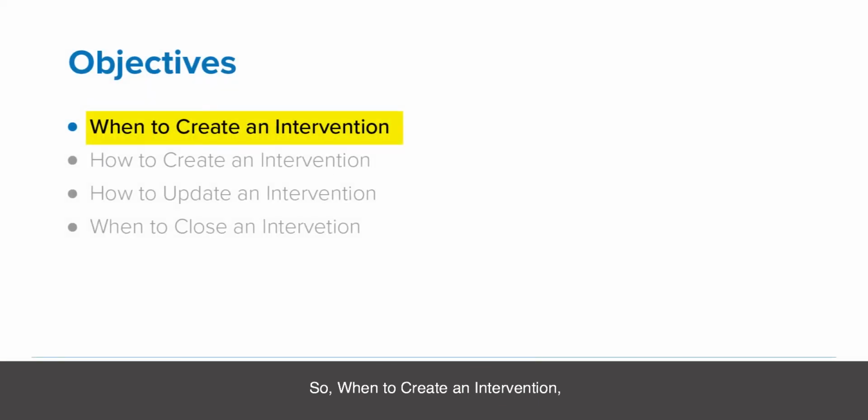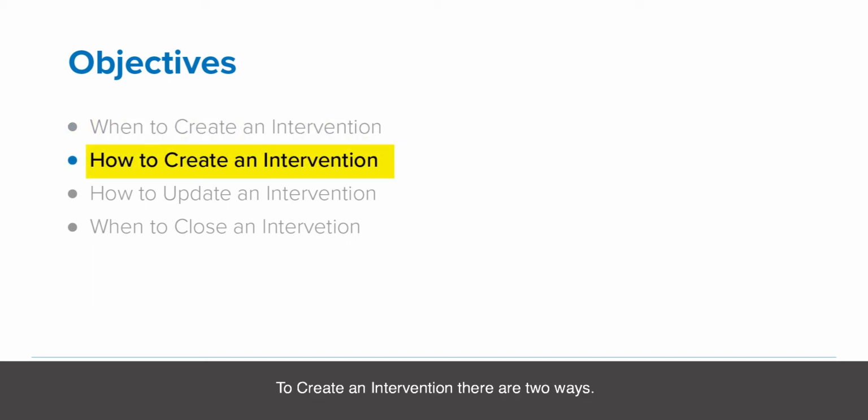So when to create an intervention, it is important to think about what actions you want to be able to track. Because the action plan is simply a text box, nothing there will ping you to tell you that action needs to be taken or that you should be following up. So any action that you want some sort of reminder or ability to track, you want to create an intervention for.